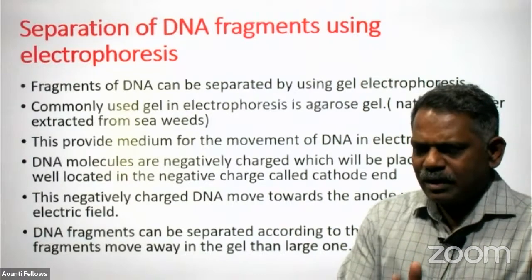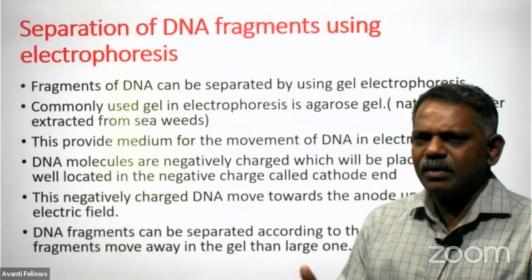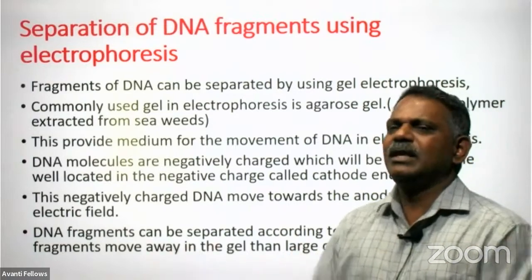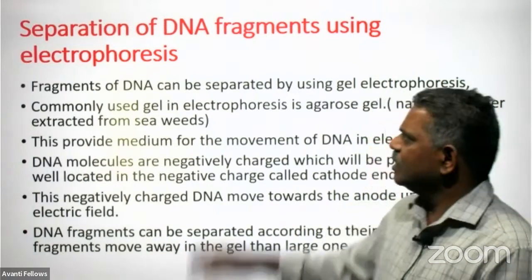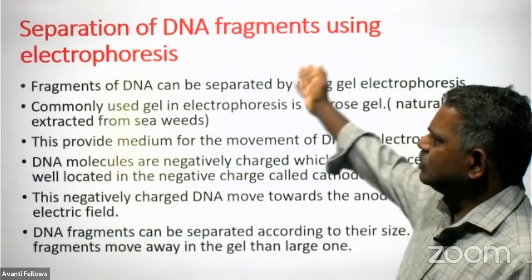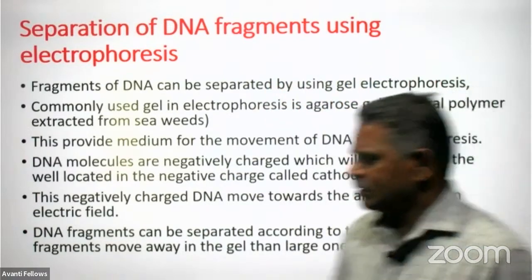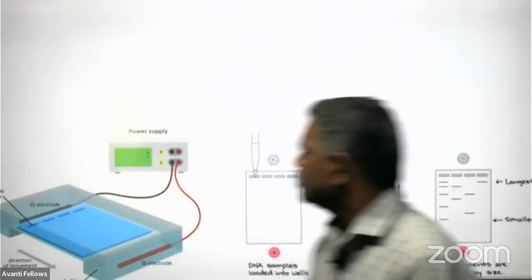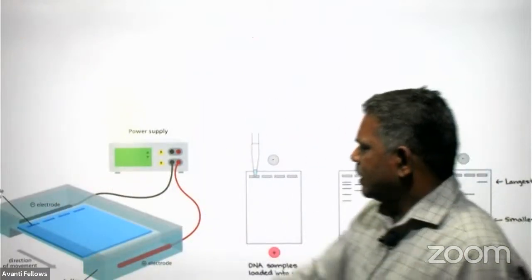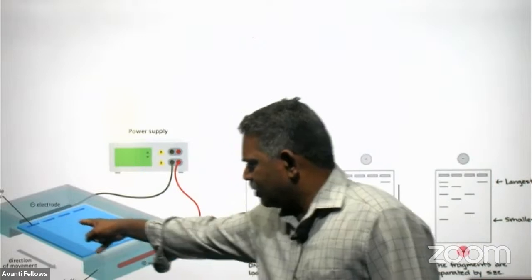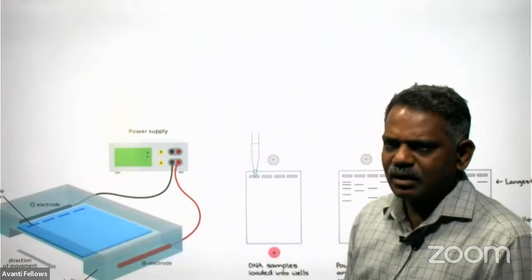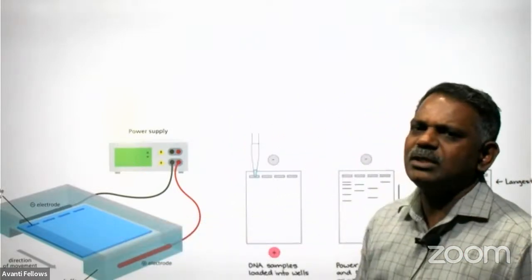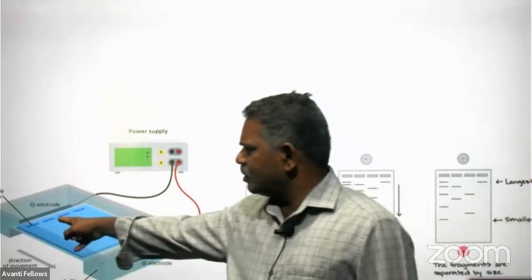After cutting this DNA into many fragments, we have to separate these DNA fragments. How will we separate it? By using electrophoresis only. So this is the electrophoresis machine. And here we are using what? A gel for the movement. That is called what? The agarose gel only. This is the agarose gel.